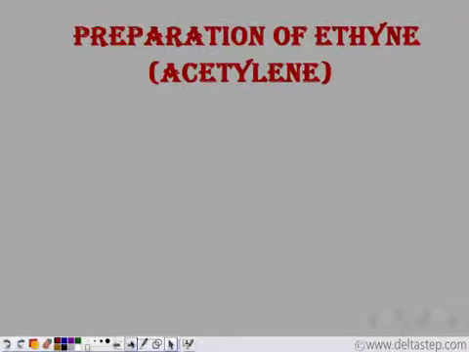Alkynes are unsaturated hydrocarbons having the general formula CnH2n-2. Let's see how we can form different alkynes by using different methods. Let's start with the first alkyne, which is ethine. The common name of ethine is acetylene.